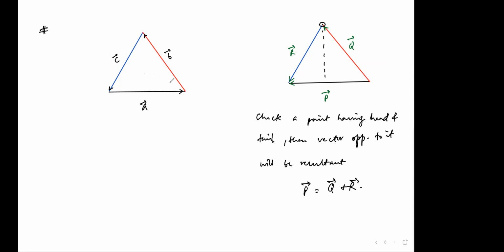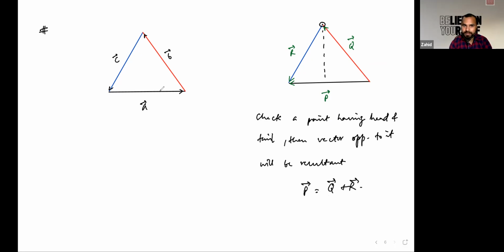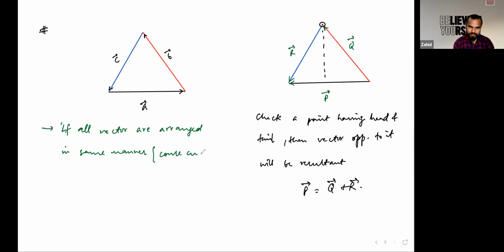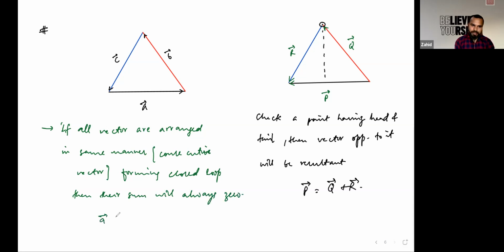In this example, since all of the vectors are arranged in the same manner, these all are arranged in anti-clockwise direction. So from this, you will say if all vectors are arranged in the same manner, or you will say as consecutive vectors forming a closed loop, then their sum will always be 0. So in this part, A plus B plus C will be 0.